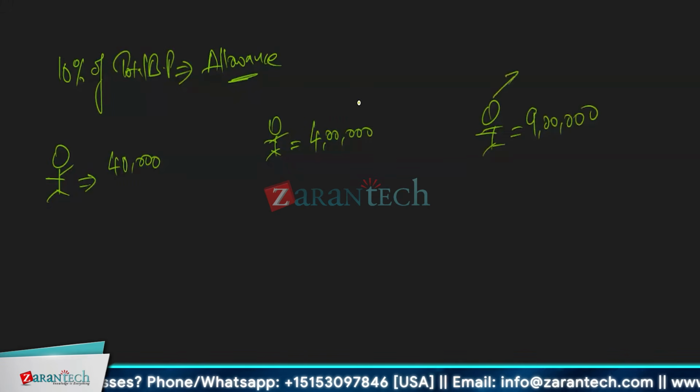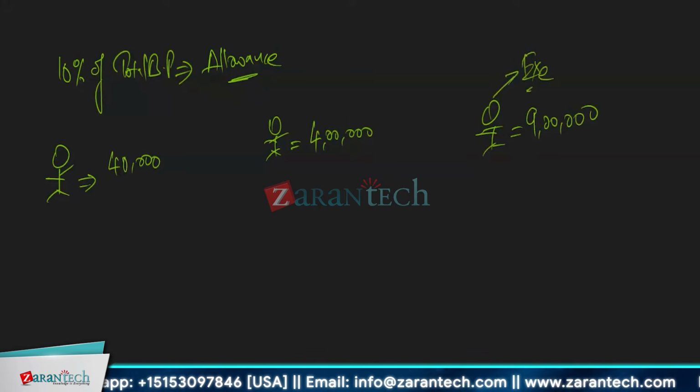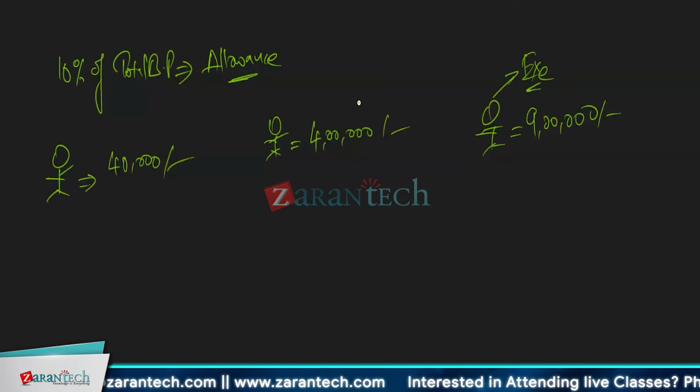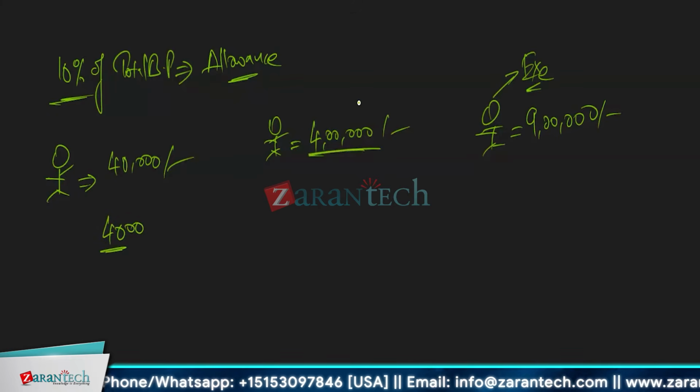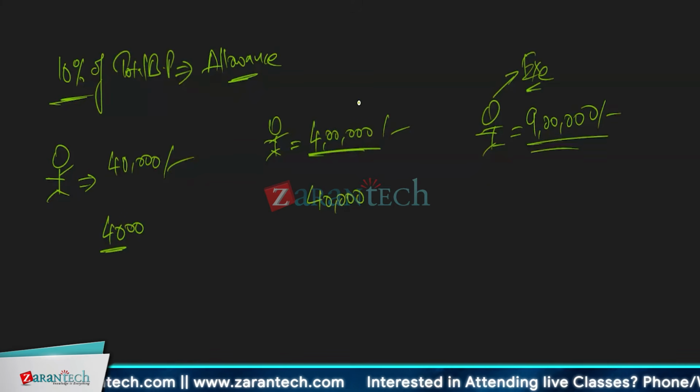Maybe this person is some kind of an executive guy. So he's earning 9 lakhs. This person is earning 4 lakhs. This guy is only 40,000. So 10% of this is what? This is small, 4,000. But 10% of this is 40,000. 10% of 9 lakh is 90,000.